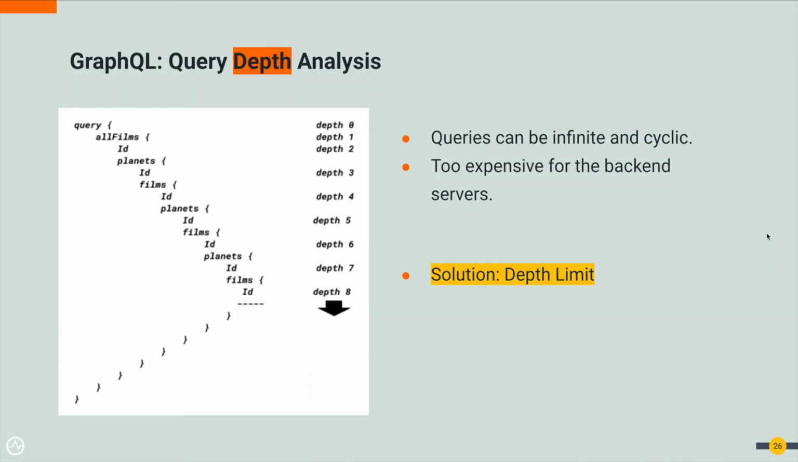So this is about query depth analysis. As you can see here, you can define GraphQL queries like this. This can go to as many levels as you want, and this can be cyclic as well. So this can be very expensive for the backend servers to handle. So we need a way to limit the depth of a query. So the solution is setting a depth limit. In WSO2 API Manager, we are allowing users to set this depth limit using the subscription policies. Let's go and have a look at that.